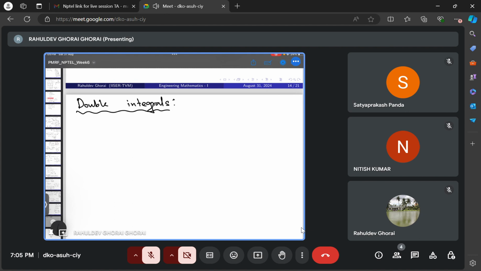Suppose you have a region R of (x, y) such that x is greater than or equal to 0, y is greater than or equal to 0, and x square plus y square is less than or equal to 1. Over this region R you have to find the double integration of the given function x square y to the power 4 dy.